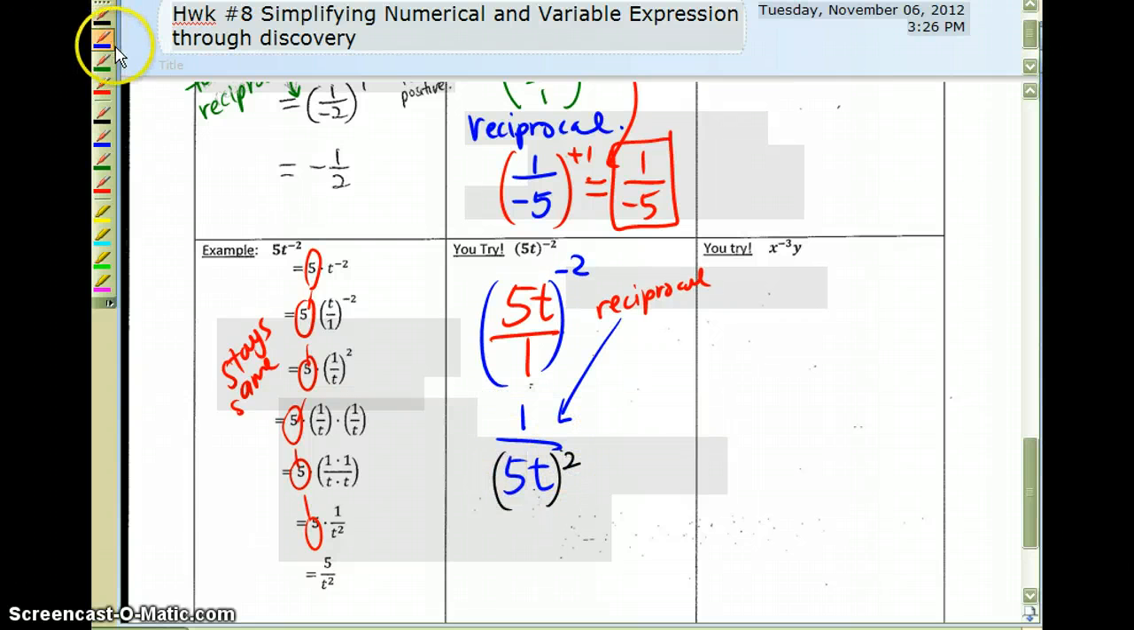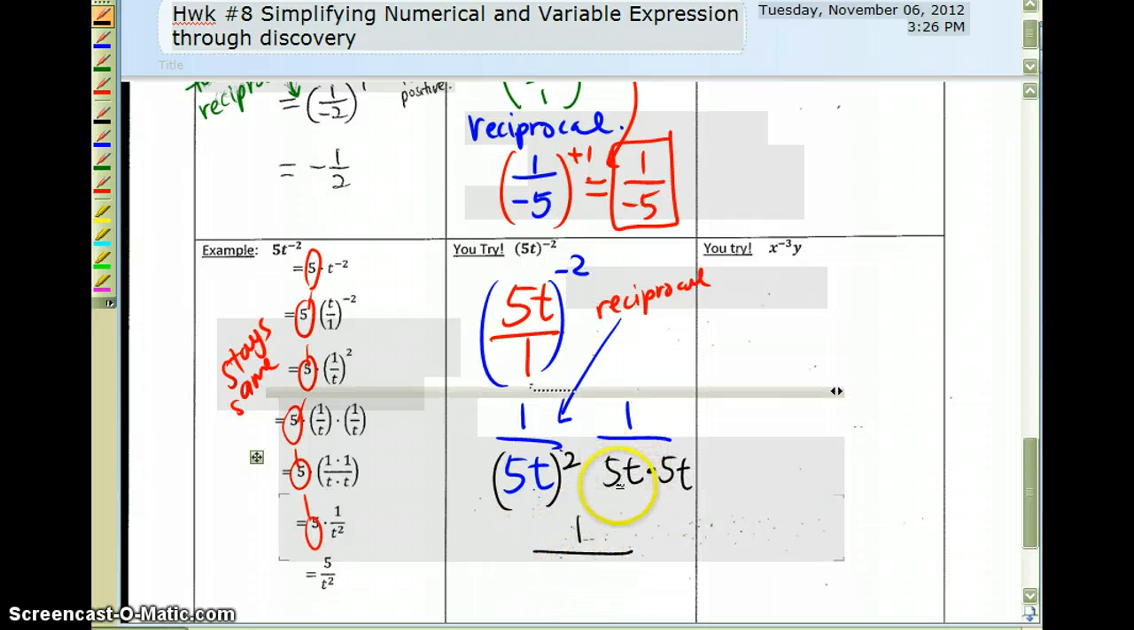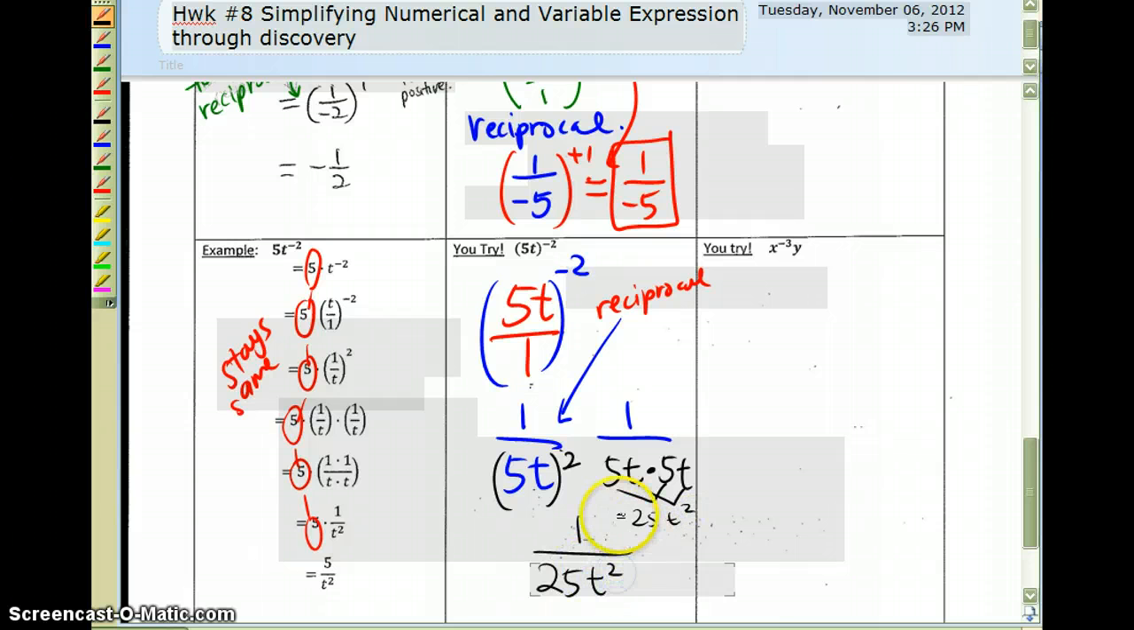So I could actually bring the whole thing. I still have a 1 in the denominator, and in my numerator, I am going to take 5t to the second. That means 5t times 5t. And then when I simplify that, I get 1 in my numerator. My denominator is now, I have 5 times 5, which gives me 25. And then t times t gives me t squared. So this would be my final answer for that problem.